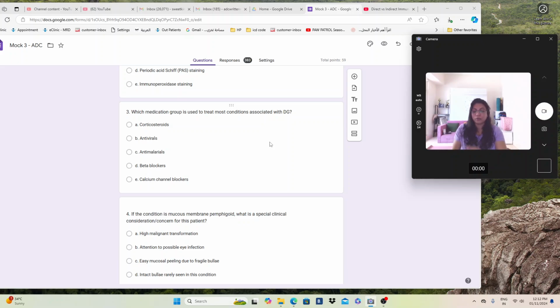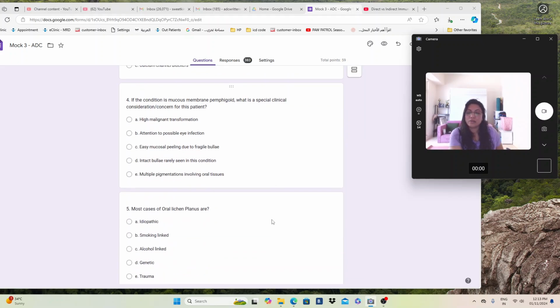I know there are many conditions like pemphigus, and lupus erythematosus, SLE, and many different types of autoimmune disorders. All of them, the answer and the treatment is the same, steroids. But you should just know, you know. If the condition is mucous membrane pemphigoid, what is the special clinical consideration and concern for this patient?